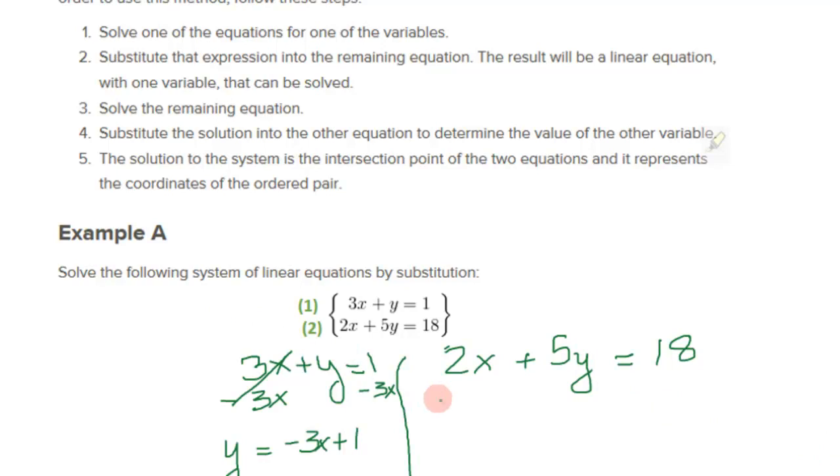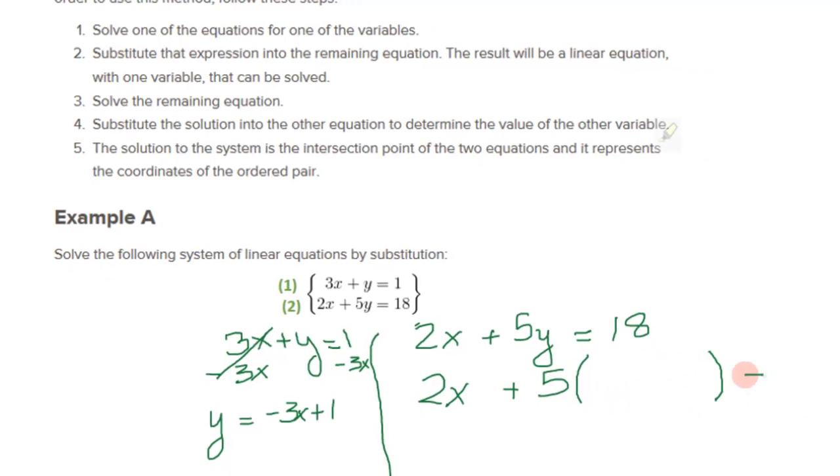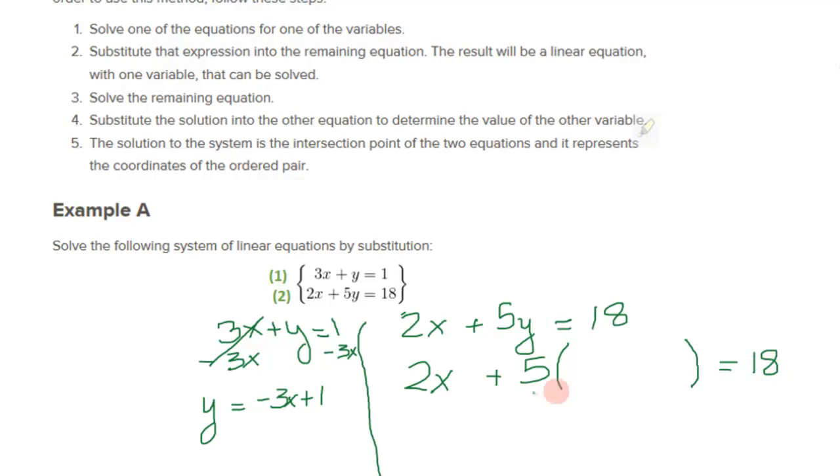So 2x plus 5, and then open a set of parentheses where the y is, right? And then just rewrite equals 18. So you're rewriting the right-hand side, but you have a set of parentheses holding the place of the variable that you're going to substitute, and that variable relates to this variable on the left, which is y.